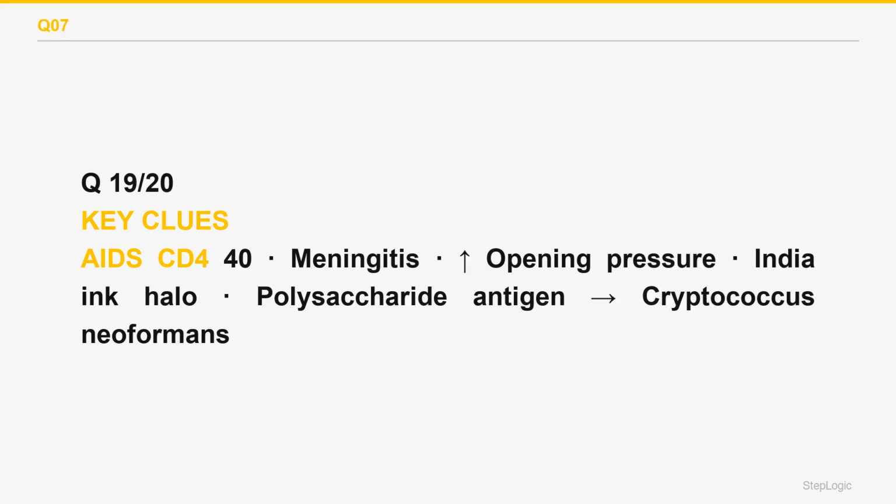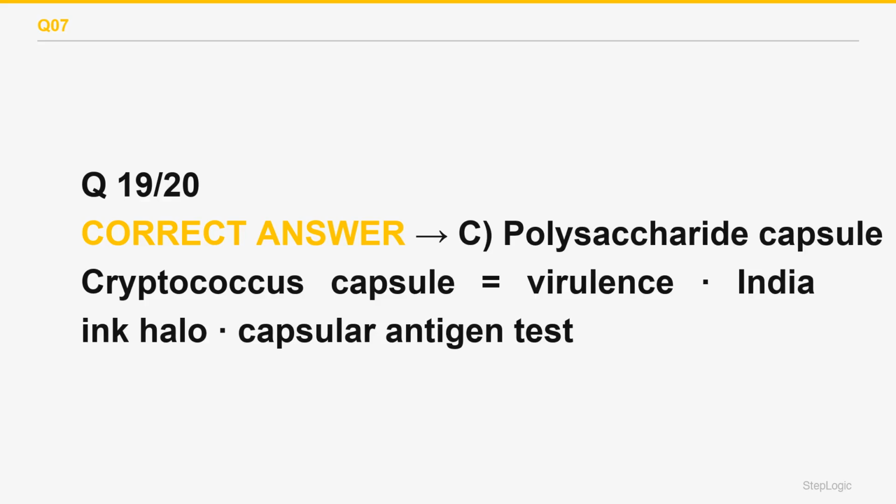Its primary virulence factor is the thick polysaccharide capsule, made mainly of glucuronoxylomannan. The capsule is what produces the clear halo seen on India ink staining. The ink cannot penetrate the capsule, so the yeast appears surrounded by a bright unstained zone. That same polysaccharide capsular antigen is what the cryptococcal antigen latex agglutination test detects, a sensitive and specific diagnostic. The correct answer is C.